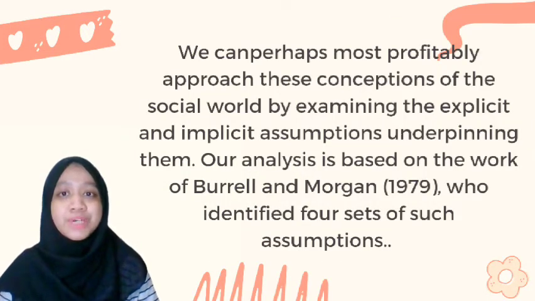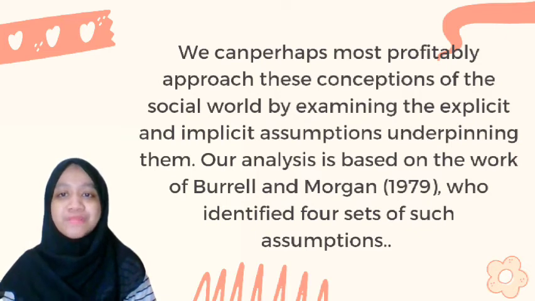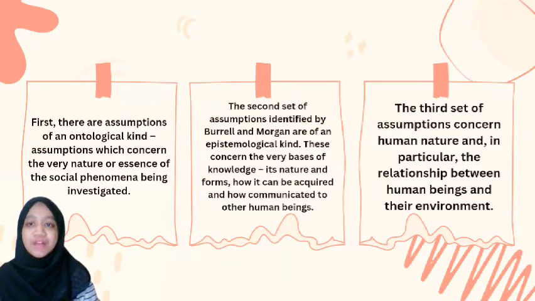We can perhaps most profitably approach these conceptions of the social world by examining the explicit and implicit assumptions underpinning them. Our analysis is based on the work of Burrell and Morgan in 1979, who identified four sets of such assumptions. First, there are assumptions of an ontological kind, assumptions which concern the very nature or essence of the social phenomena being investigated.